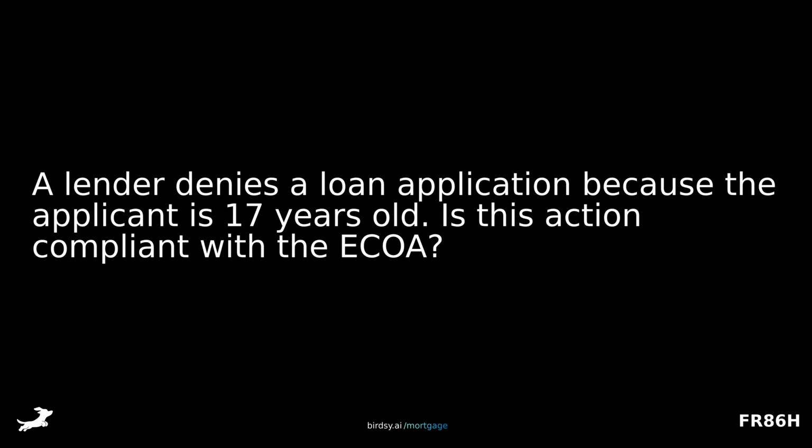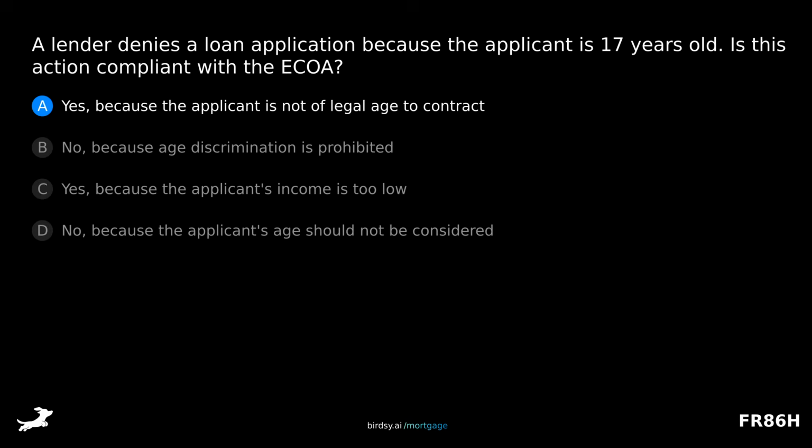A lender denies a loan application because the applicant is 17 years old. Is this action compliant with the ECOA? Is it A, yes, because the applicant is not of legal age to contract? B, no, because age discrimination is prohibited? C, yes, because the applicant's income is too low? Or D, no, because the applicant's age should not be considered?